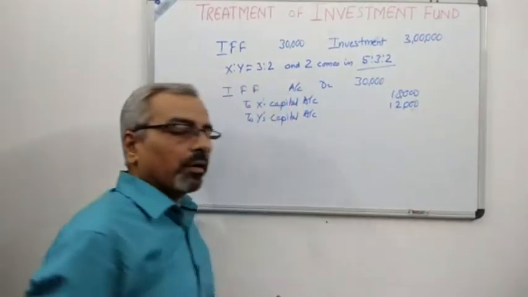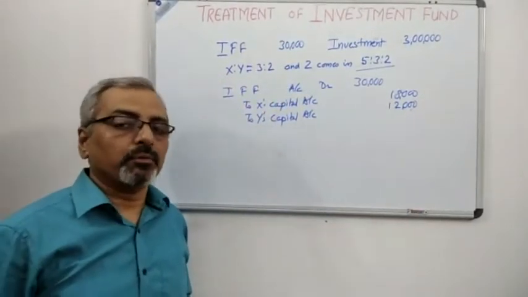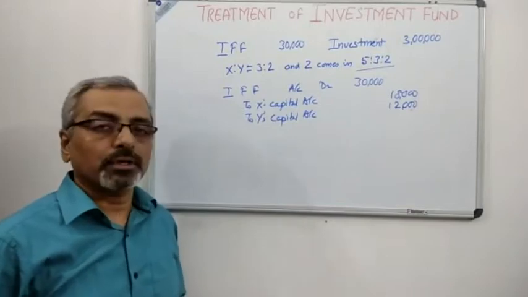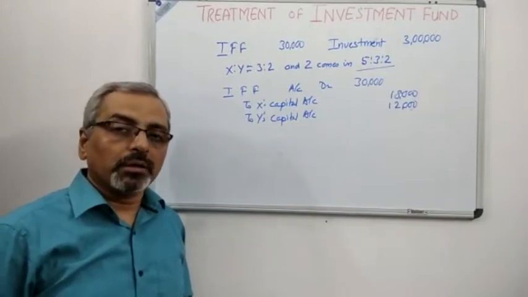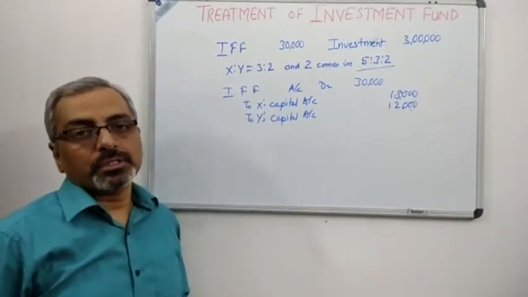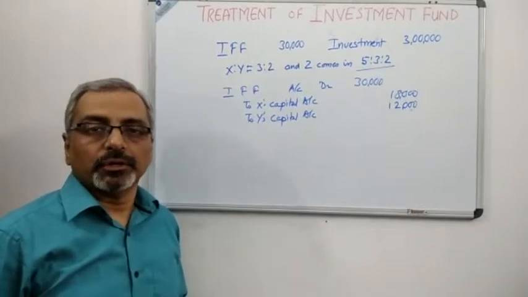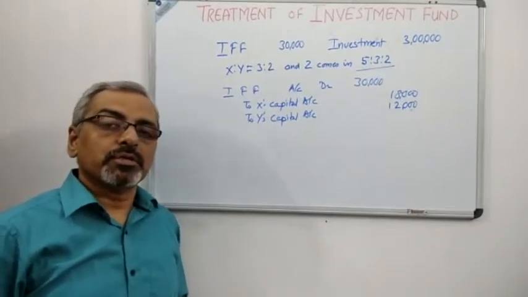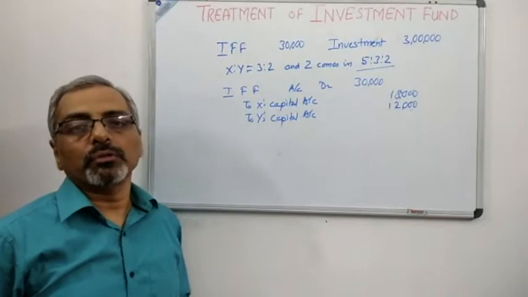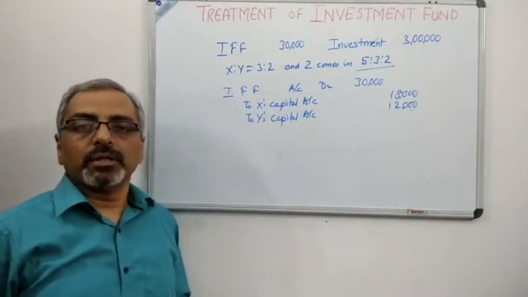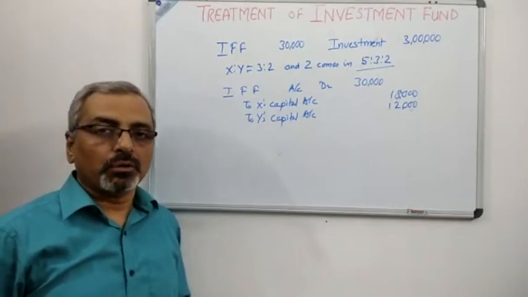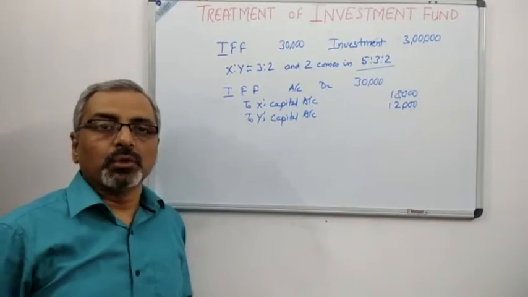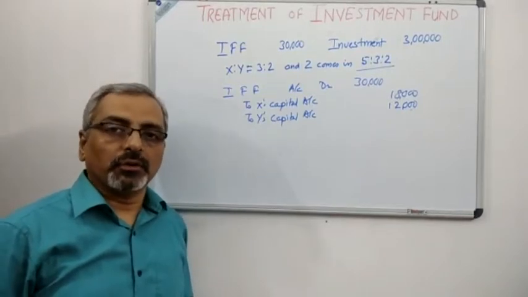Be very clear about this concept that whenever a new partner Z comes in, only the old partners will be benefited with this investment fluctuation fund. Why is it known as the investment fluctuation fund? Because we know very clearly that investment does not remain stable throughout the lifetime of the business. It goes on increasing or decreasing.